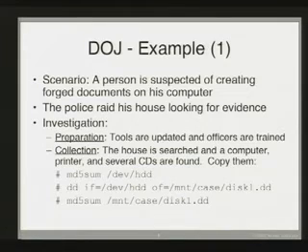Then we go to the collection. We go to the house and find some computers, some printers, and several CDs lying around. This is the collection phase. Once we find these things, we can either take them all back to our lab, or we can just make copies of them. So we'll go through the copying process here. Here's the basic, very simple process of how we go about copying this.